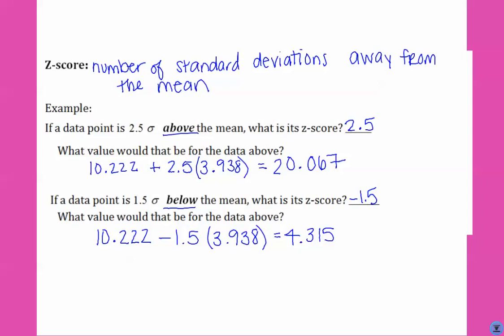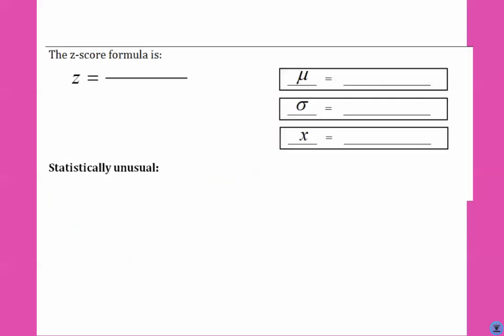Now let's look at how we find a z-score. The formula for z-score is x minus mu over sigma. Mu, remember, stands for the mean. Sigma stands for the standard deviation. And x is our data point.